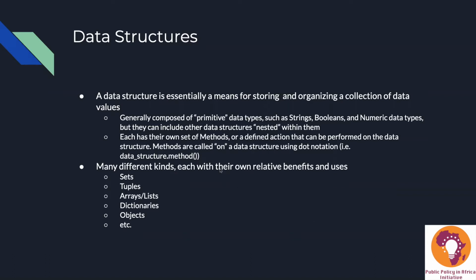There are many different kinds of data structures, each with their own relative benefits and uses. We've already covered sets. We'll talk about tuples here and there. They aren't as common as sets. Lists, we'll talk about arrays today and lists next week. Dictionaries we're going to cover today, and then objects we will cover later in the course. And then there are a bunch of other kinds of data structures out there. You can build your own data structures, or you can use the built-in ones. So far, we've just been covering the built-in data structures.